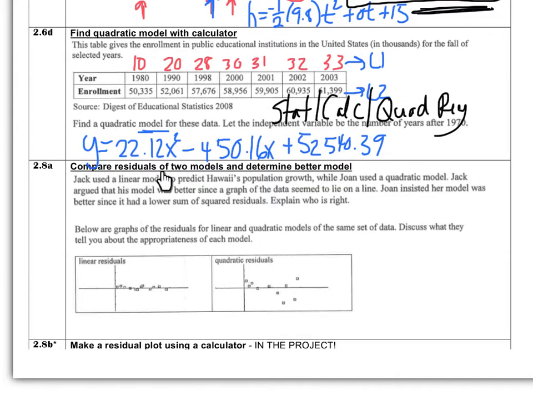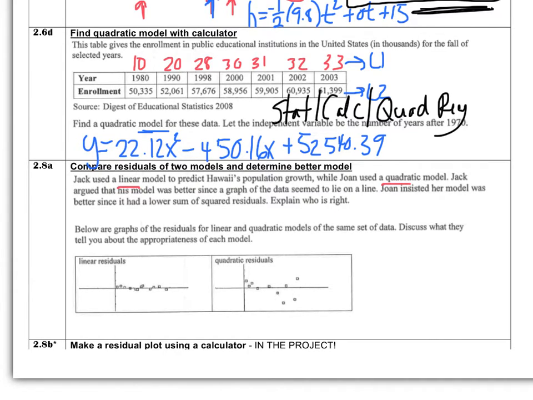2.8a wants us to compare residuals of two models and determine the better model. First question here, Jack used a linear model to predict Hawaii's population growth, while Joan used a quadratic model. Jack argued that his model was better since a graph of the data seemed to lie on the line. But Joan insisted her model was better since it had a lower sum of the squared residuals.